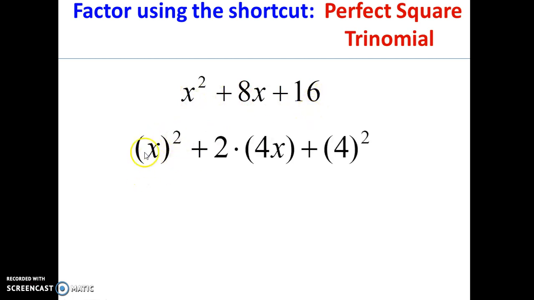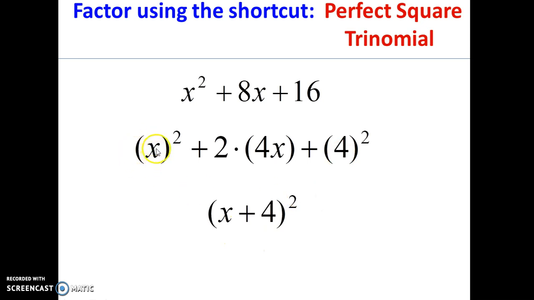Let's check. So the first thing is x squared. The last thing is 4 squared. And in the middle, we have 2 times those two pieces, 2 times 4 and x, so that is 8x. Yep, it works. So this thing is a perfect square trinomial. And perfect square trinomials factor like this: (x + 4) squared.